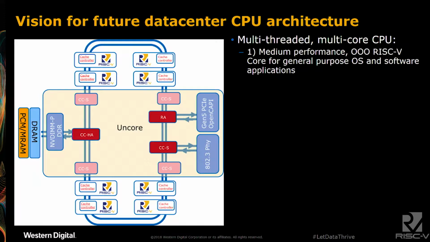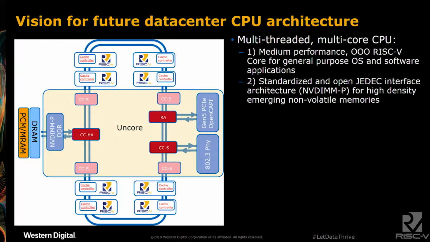But we believe that there is reduced pressure on the single thread performance that a core needs to deliver. So we see medium performance out-of-order RISC-V cores for general purpose OS and software applications. We want to have cores powerful enough to run drivers, to enumerate all the peripherals on boot. But we believe that the compute is shifting to the compute accelerators. We think that connectivity is a more important component of the future data center CPU.